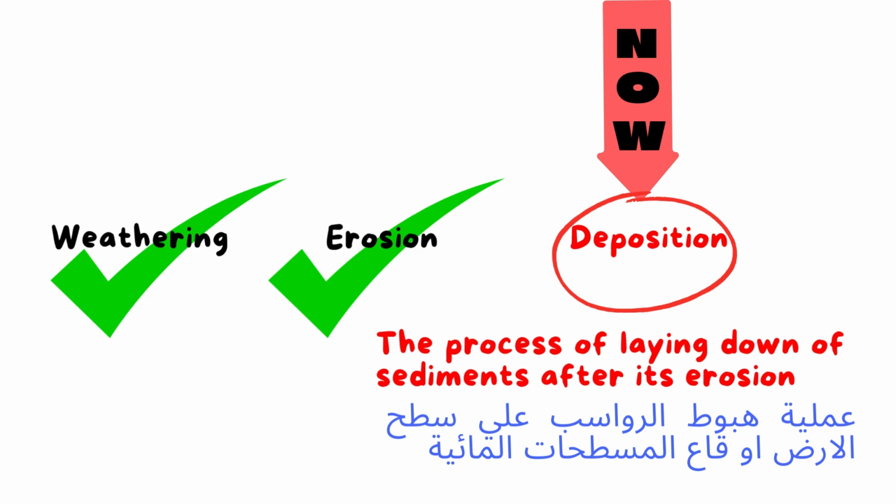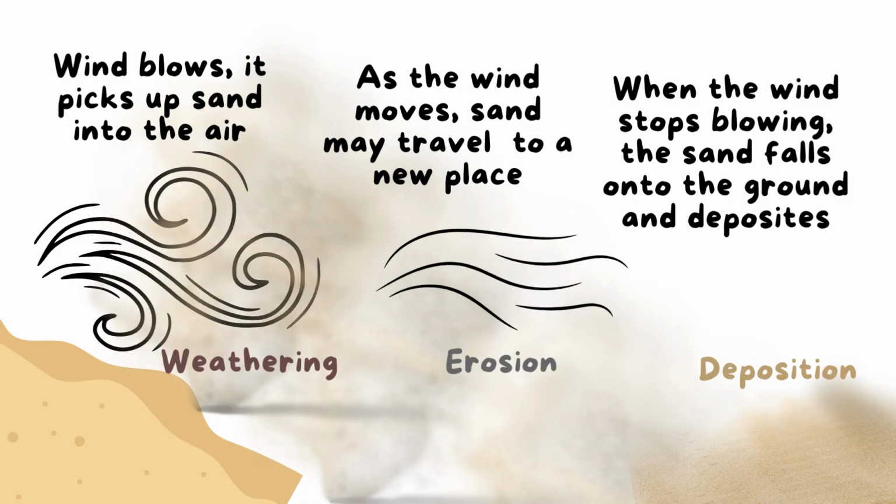Now we will take examples of the three processes: weathering, erosion, and deposition. As you see here in this drawing, first the wind blows, it picks up sand into the air, and carries the sand. So this is weathering.